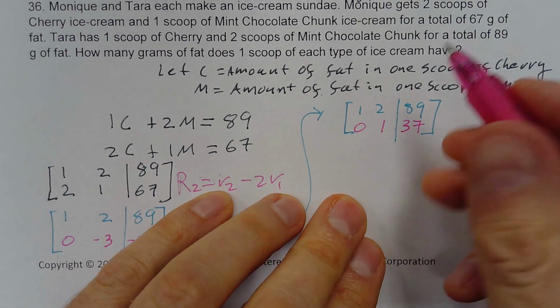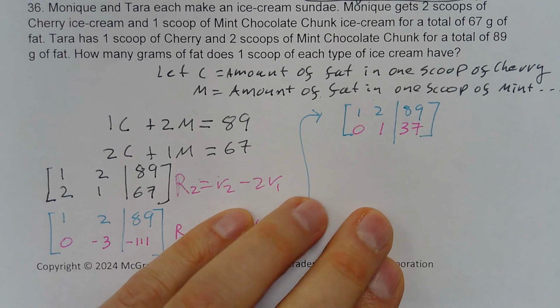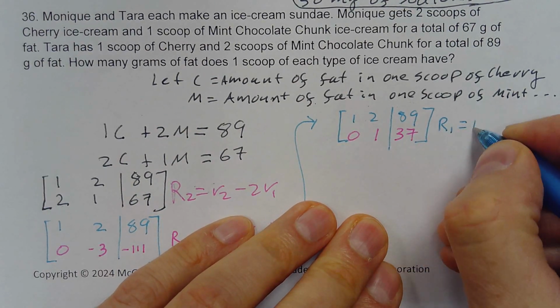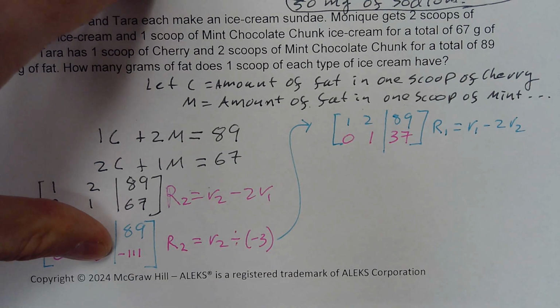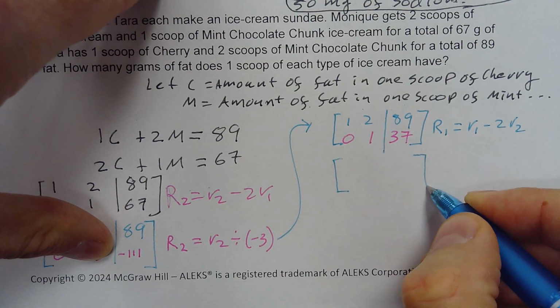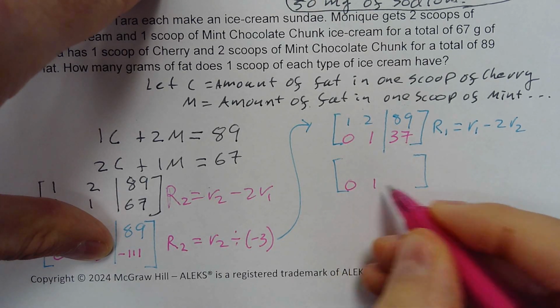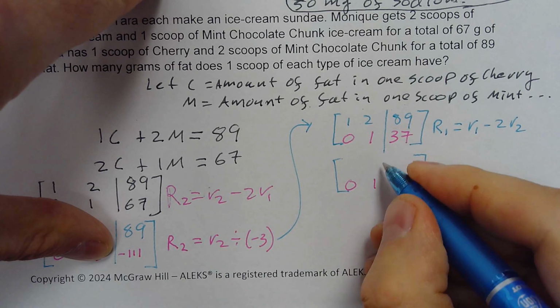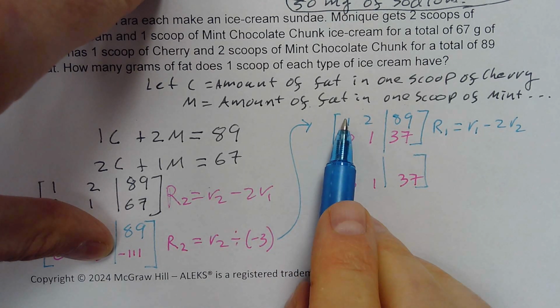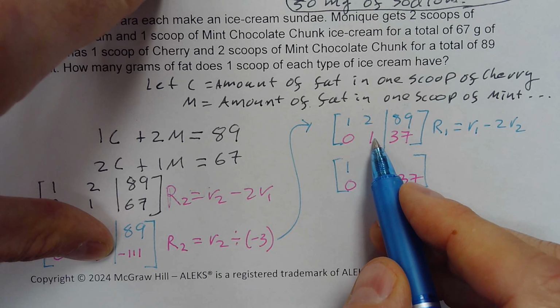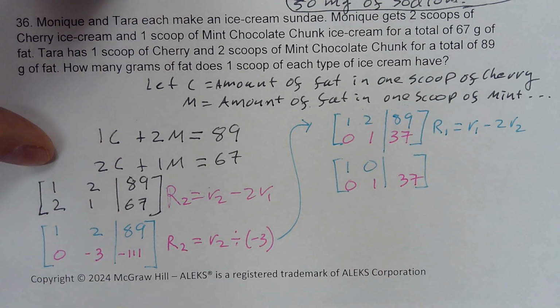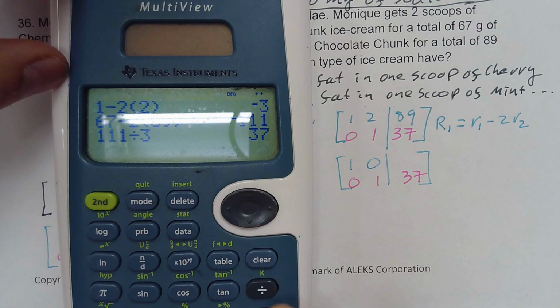And now finally, I need to get a 0 up here. So now I'm working with row number 1. My old row number 1 minus 2 times row number 2. So now my row number 2 is staying the same. Well, 1 minus 0 is 1. 2 minus 2 times 1 is 0. So we just need to get the last part here. It's going to be 89 minus 2 times 37. That's 15.